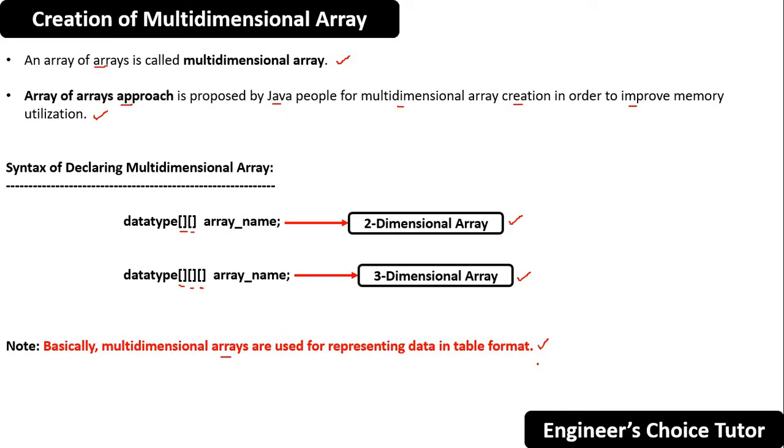Is it clear? We will see each and everything, how we can represent this in tabular format and what we mean by array of arrays. We will see this. Okay, so this is the definition. Clear up to this point? Now let's see the next. So now see the syntax to create a two-dimensional array. How can we create a two-dimensional array?